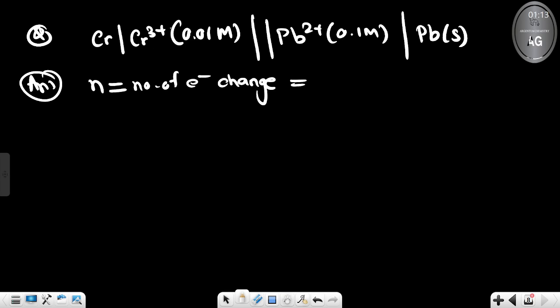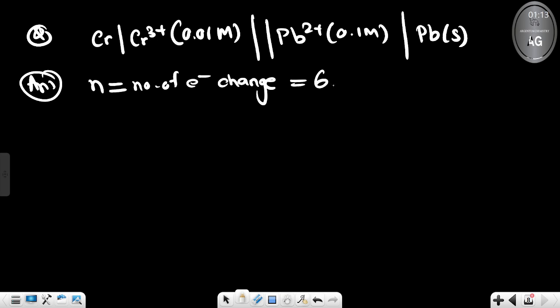Here I cannot directly say that only 3 electrons are changed. Why? Because the charge is different. Look, the charge on Cr is 3 and on Pb is 2. So the charges are different, and I cannot say that the number of electrons changed is 3 or 2. Then what will be the common between 3 and 2? 6. So the change in number of electrons will be 6. Okay? The common will be 6.